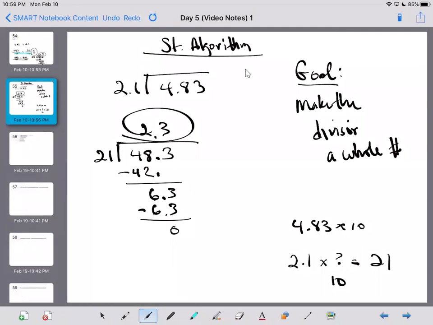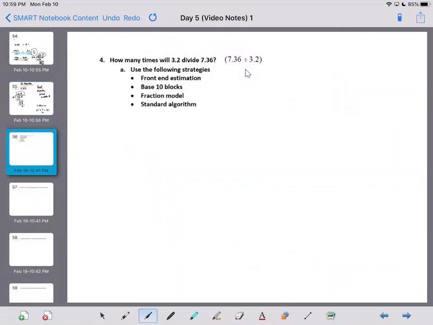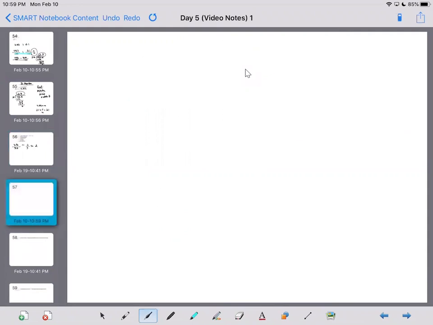All right, so let's look at one more example. We're going to take 7 and 36/100 divided by 3 and 2/10. And you can approximate this to maybe around 6, this one around 3. So you know your answer is probably around 2. So then let's look at the base 10. What are we going to start with? We're going to start with the dividend. So we want to build the dividend.